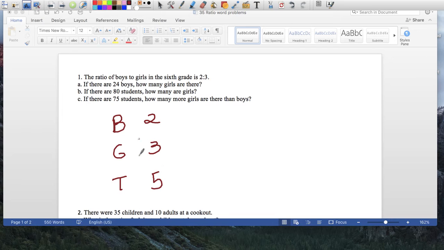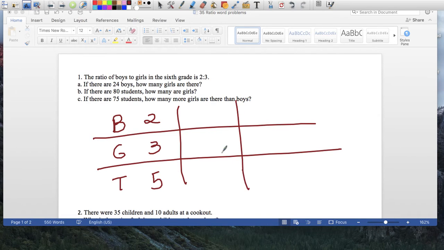Now, if there are 24 boys, then the multiplier here is times 12. Times 12, and I'm going to have 36 girls, right? So that's letter A. It's 36 girls.